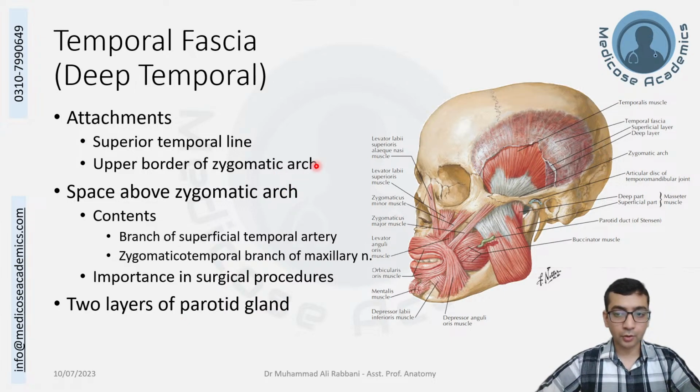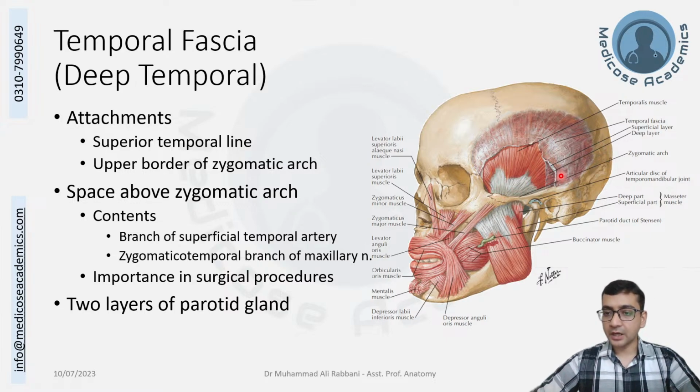So let's go from inside out. The temporalis fascia, the deep temporal fascia, is the one that covers the temporalis muscle. Its attachment is near that of the temporalis muscle. The temporalis muscle was attached to the inferior temporal line. This fascia is attached to the superior temporal line, and it goes down and attaches to the arch of the zygomatic bone, the zygomatic arch.